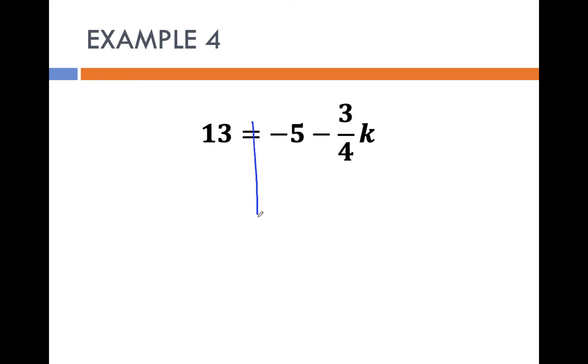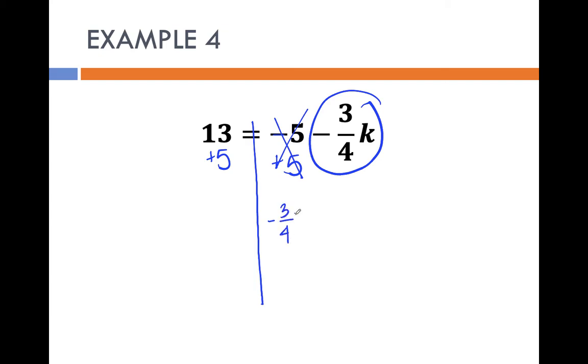Okay, and example number 4 is our example involving fractions. So we have 13 equals negative 5 minus 3/4 times k. Start by adding 5 to both sides, so that a negative 5 and a plus 5 cancel to 0. And what we're left with is this minus 3/4 k, which becomes negative 3/4 k. 13 plus 5 is 18.